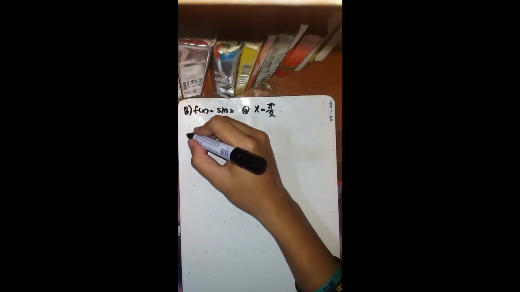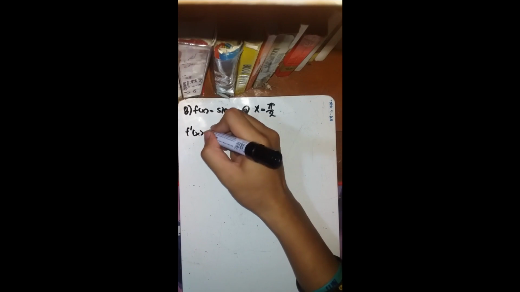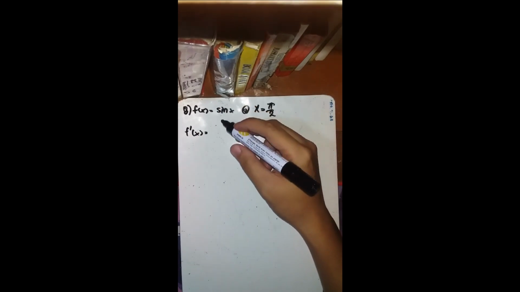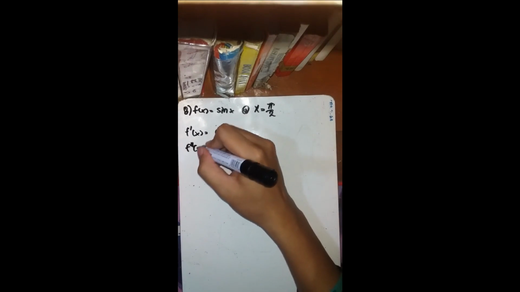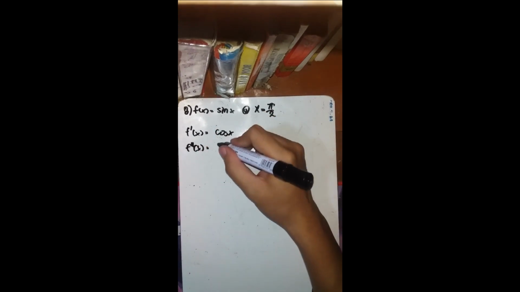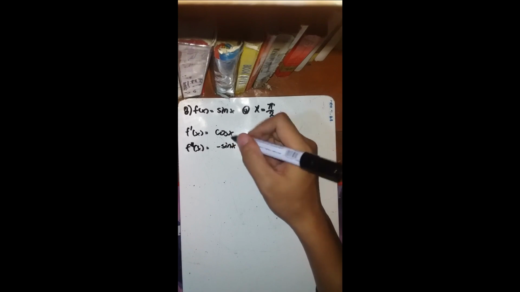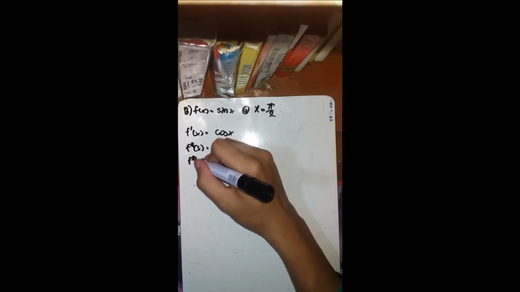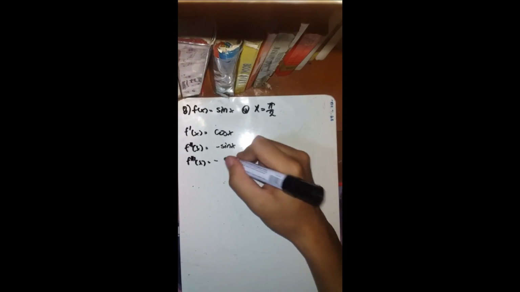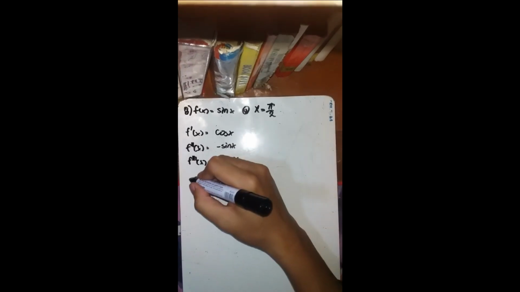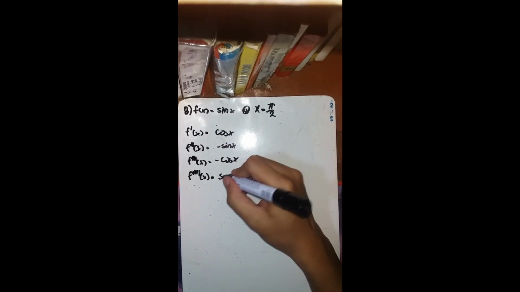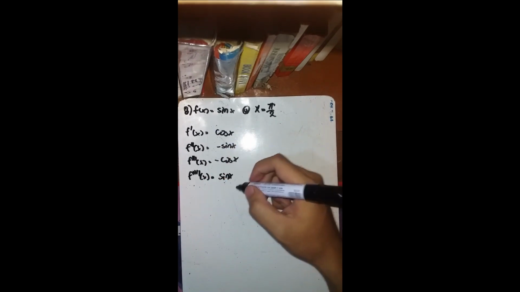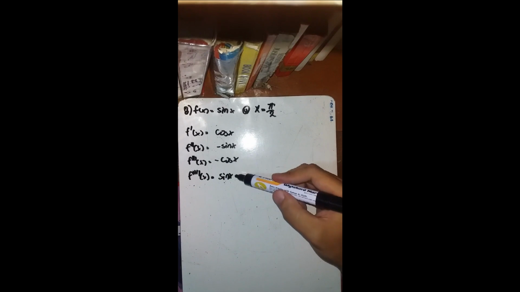So first step, I'm going to find the first derivative. So this becomes cos x. So we know your second is just negative sine x. Third is negative cos x. And your fourth is equal to sine x. You can continue on, but I prefer you to stop at the fourth derivative.